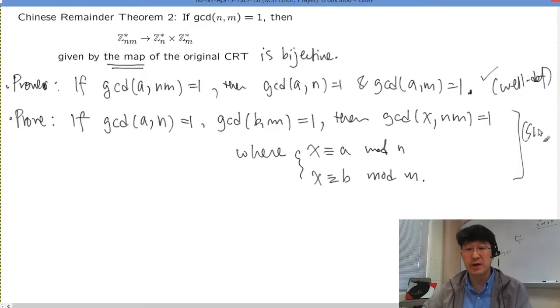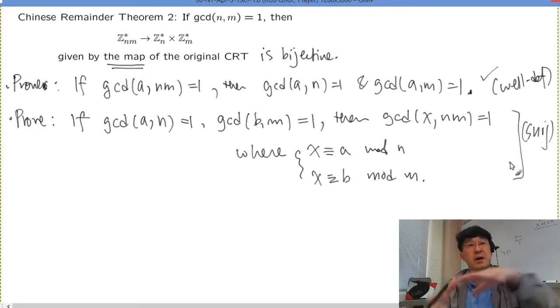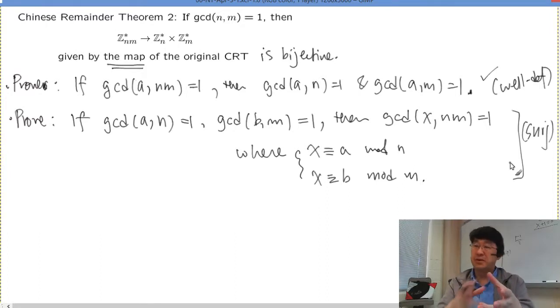This one showed that the map is surjective. Is that right? Where's injective coming from? Not cardinality. Right, the Chinese remainder theorem map is originally injective. Restricting it does not change its injectivity. But think about it, surjectivity can be harmed. So we have to show this surjectivity.